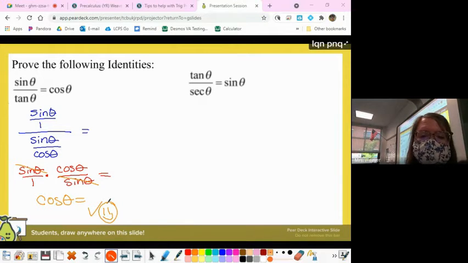Remember, we do want equal signs between steps. Okay. Good. Very nice.